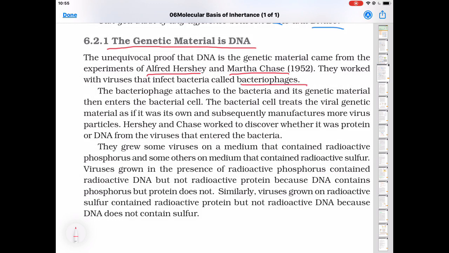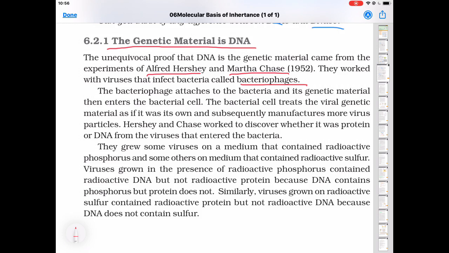The bacteriophage attaches to the bacteria and its genetic material enters the bacterial cell. The bacterial cell treats the viral genetic material as its own and subsequently manufactures more virus particles. Hershey and Chase worked to discover whether it was protein or DNA from the virus that enters the bacteria.